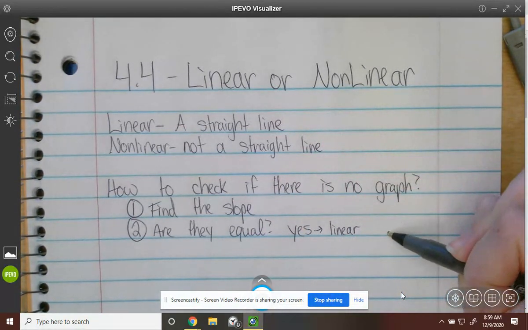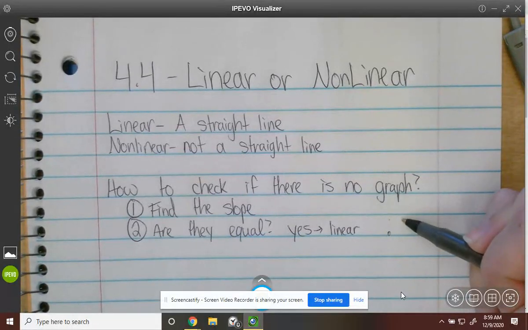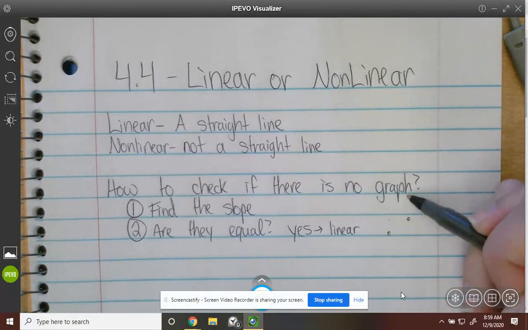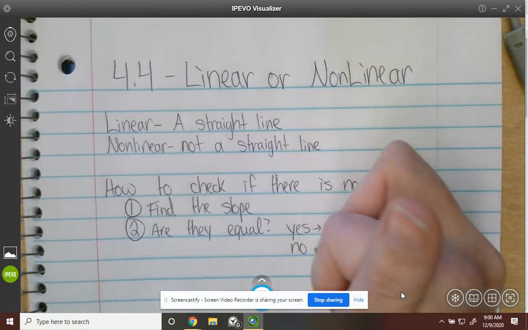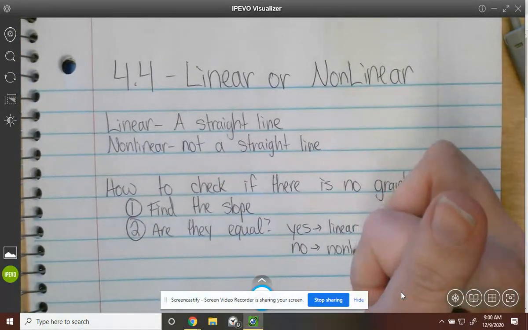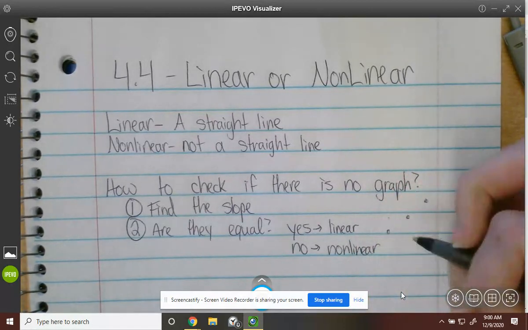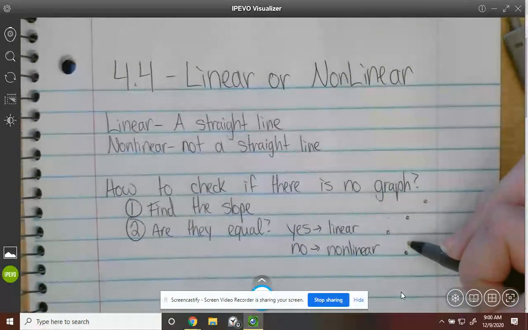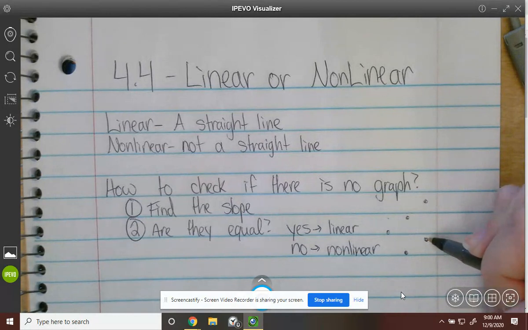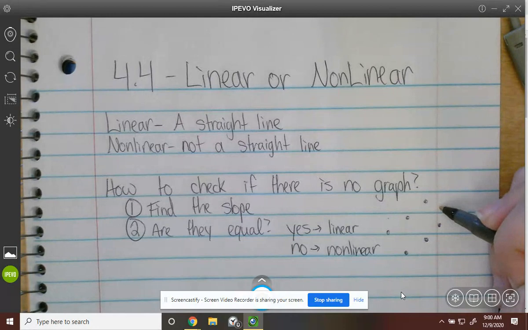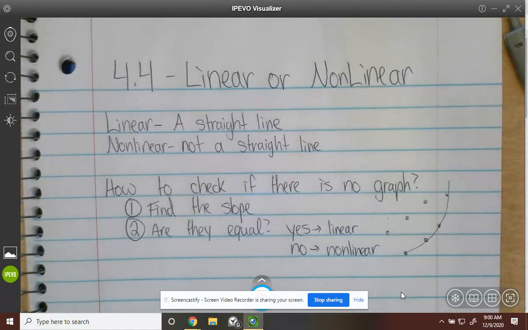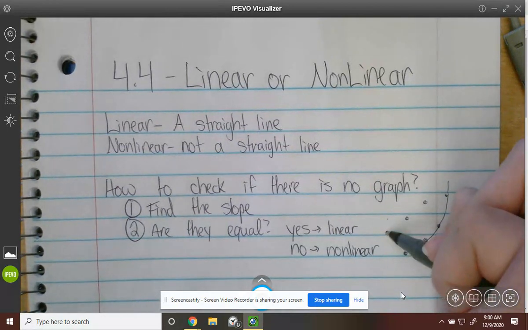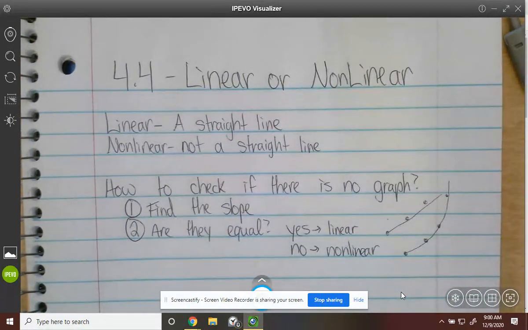Because if I have a point here and I'm going up 2 over 3, I go up 2 over 3 again, that's going to make a straight line. But if my slope is not equal, that's going to be nonlinear, because let's say I have a point and I go up 2 over 3, but then between this one and the next one, it's up 2 over 1. Then this one is up 3 over 1. See how that is not going to make a straight line? So that one would be nonlinear. Oh boy, I shouldn't have done that.